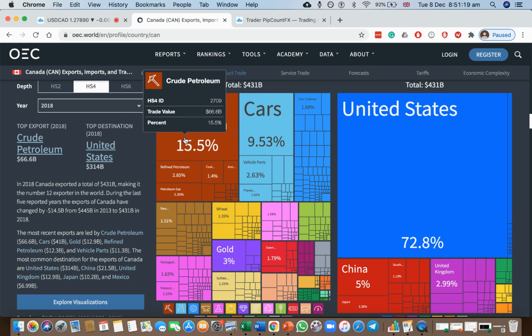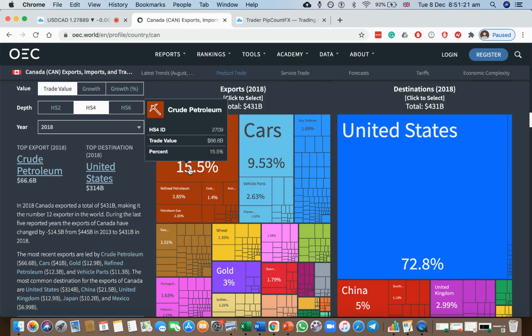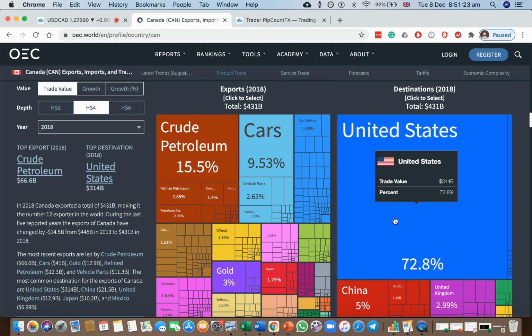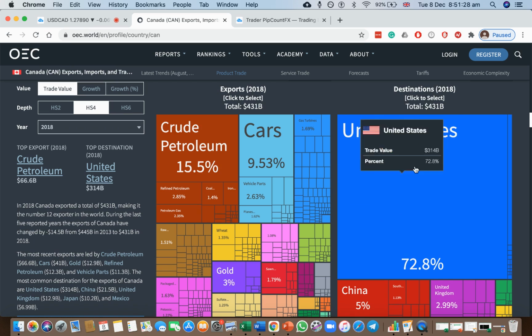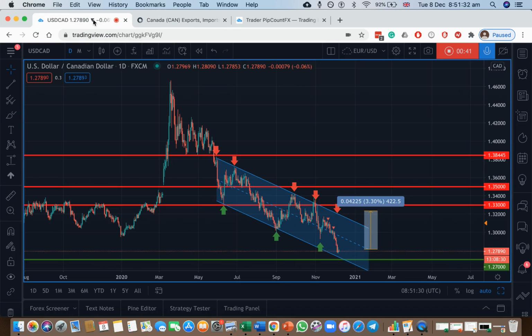So it's very important to the country's export market, the US being Canada's main trading partner, purchasing 72.8% of all Canadian exports. And we have lower interest rates in the United States going against the US dollar across the markets. We're seeing dollar weakness everywhere we look in the currency market.